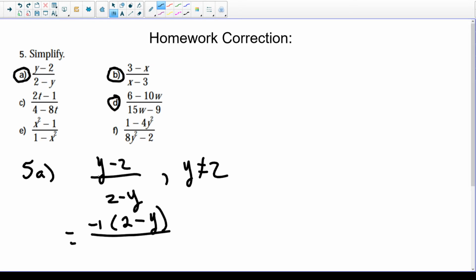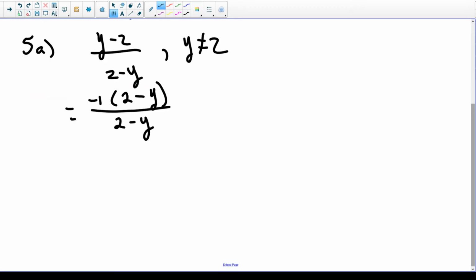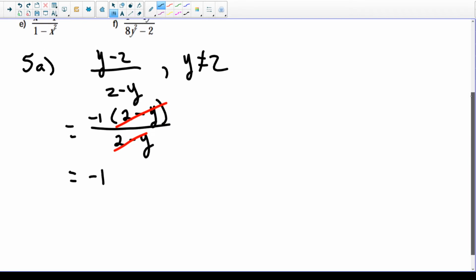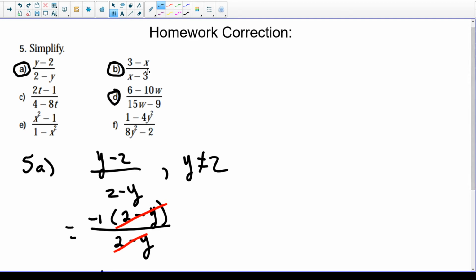So we're factoring out a -1, which makes the y negative and the 2 positive. And then we do have something that's matching at the top and bottom. So the 2 minus y and the 2 minus y will cancel out at that point, and we are left with -1 as our final answer with that restriction. So a pretty easy one to start us off. B is almost the exact same thing. Let's take a look at D together, and I'm just going to do D here if you don't mind.